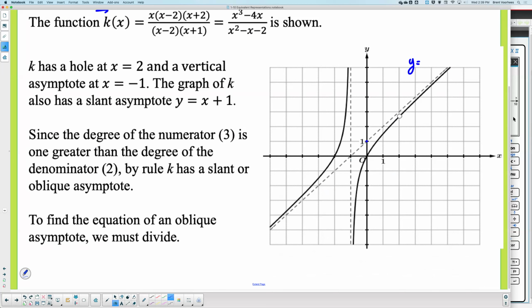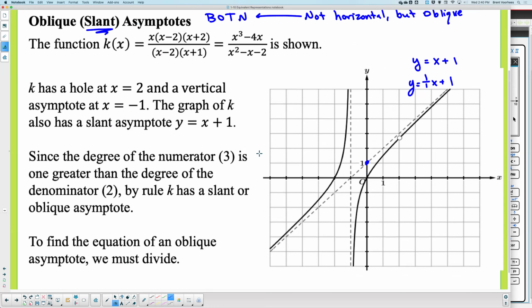What's the slope here? How much rise is there for every run? 1. It's 1 over 1 x plus, what's my y-intercept? 1. Here's my equation. It's y equals 1x plus 1. That's my oblique asymptote. Now, mathematically, how could you get this?